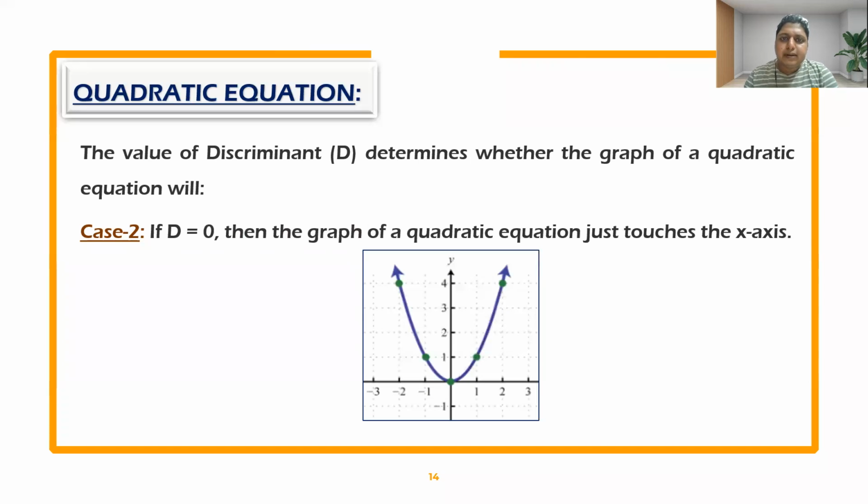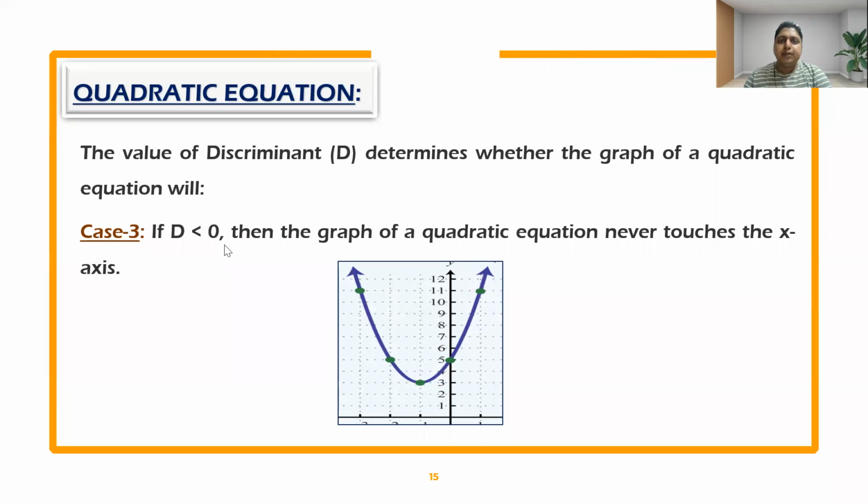Second case, if D is equal to 0, then it will only touch the axis, not intersect the axis at two different or unique points. It will only touch the axis and give two equal values that are real. The graph of that condition, D is equal to 0, will only touch the axis.